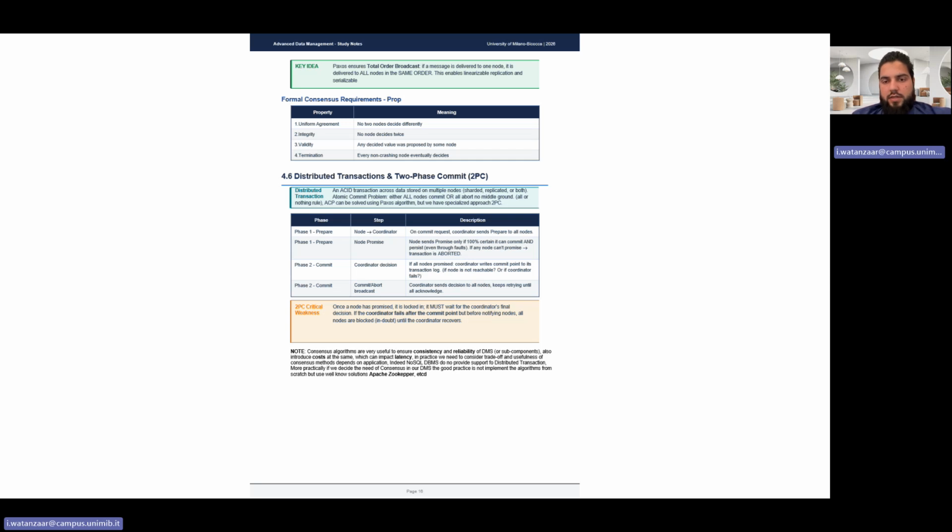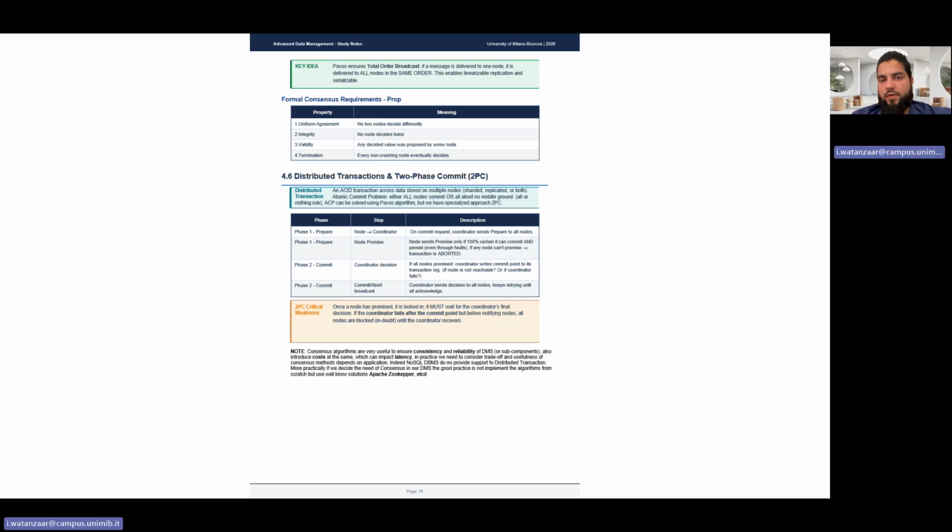We are almost at the last phase of this distributed data management system. We also have distributed transactions, which is one of the important concepts: an ACID transaction across data stored on multiple nodes. So far we discussed ACID transactions on a single node, but here the ACID transaction is on multiple nodes, which may be sharded, replicated, or both. We already discussed that replication and sharding typically work in combination.